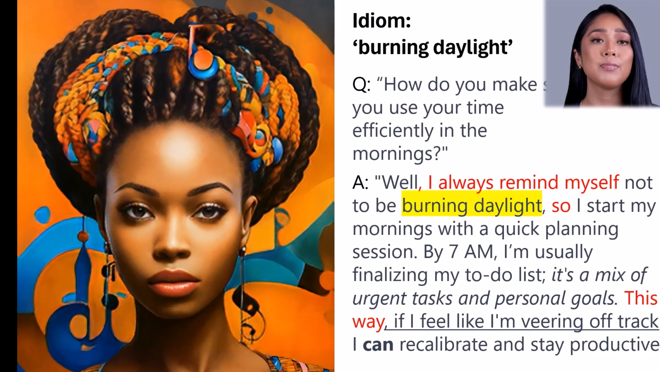The idiom "burning daylight" effectively conveys the concept of wasting valuable time, directly answering the question about efficient morning routines. This idiomatic expression demonstrates a high level of language proficiency, which aligns with a Band 9 score in the IELTS speaking test. The response strategically uses conditional sentences, "if I feel like I'm veering off track," comparisons, "a mix of urgent tasks and personal goals," and modal verbs, "I can," to elaborate on how the test taker optimizes their morning.